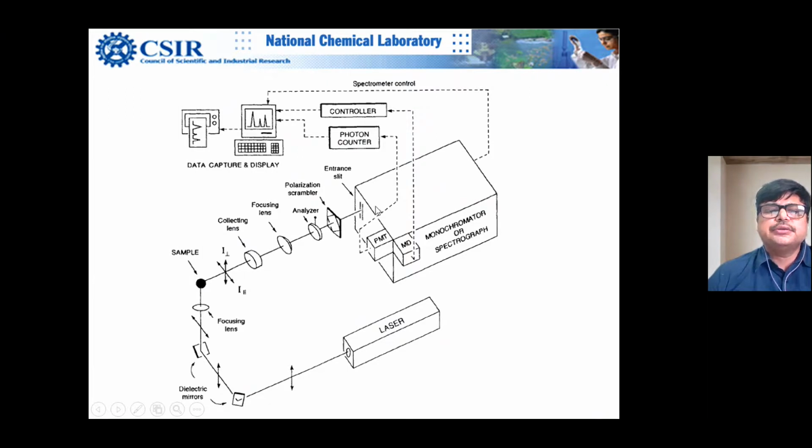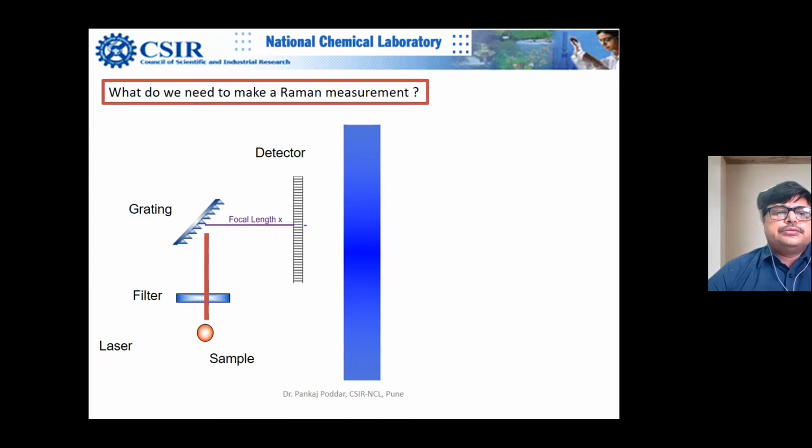Then finally light goes inside the slit, and then you have several monochromators here, and then finally it goes to either the photomultiplier tube or CCD these days. These days we don't use photomultiplier tubes. I will probably share some slides comparing both, and then you get the data.